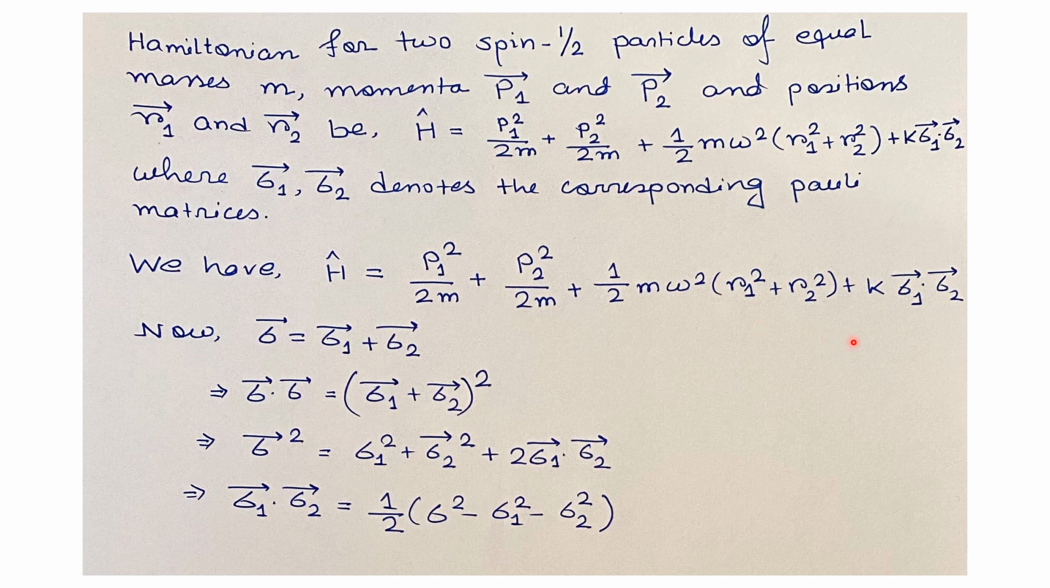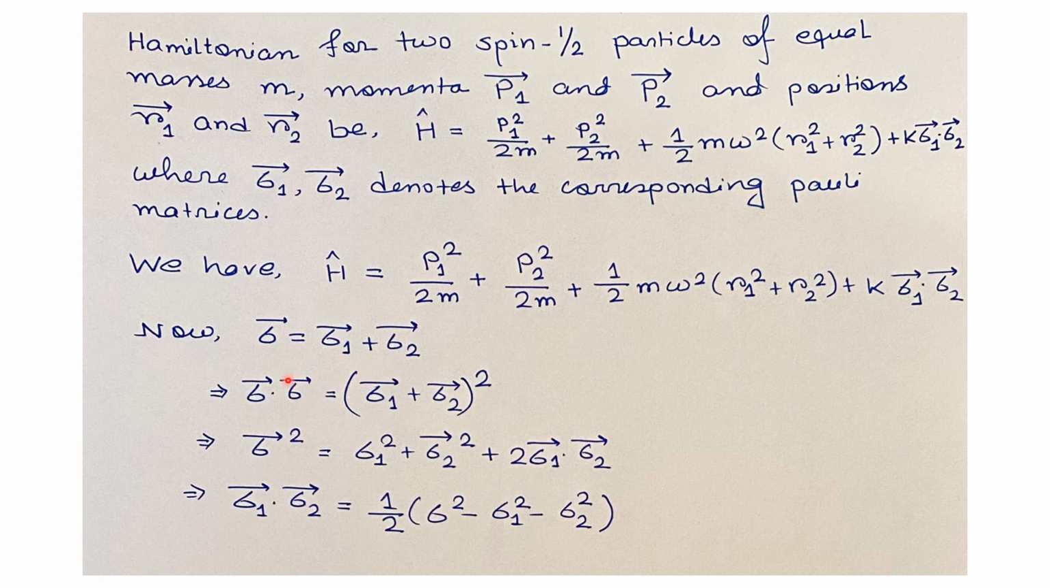The only thing we are concerned about is k times sigma 1 dot sigma 2 vector. So what will be the energy eigenvalue for this term? Let us evaluate this. For this, we take the total spin, that is sigma vector equals sigma 1 vector plus sigma 2 vector. Here sigma 1 vector is the spin of the first spin-half particle and sigma 2 vector is the spin of the second spin-half particle.